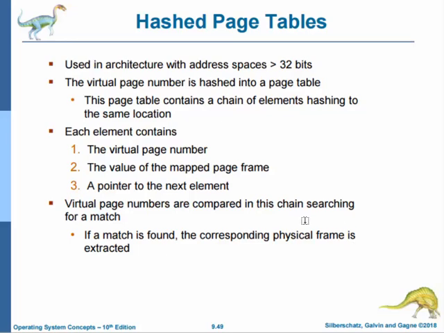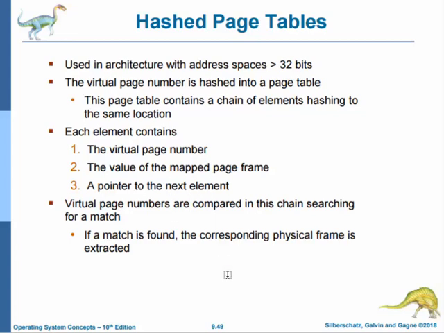Now another approach that can be used is what we call a hash page table, and this approach is used to handle address spaces larger than 32 bits, with the hash value being the virtual page number, wherein each entry in the hash table contains a linked list of the elements that hashed to the same location to handle collisions. Each element can contain three fields: the virtual page number, the value of the mapped page frame, and a pointer to the next element in the linked list.